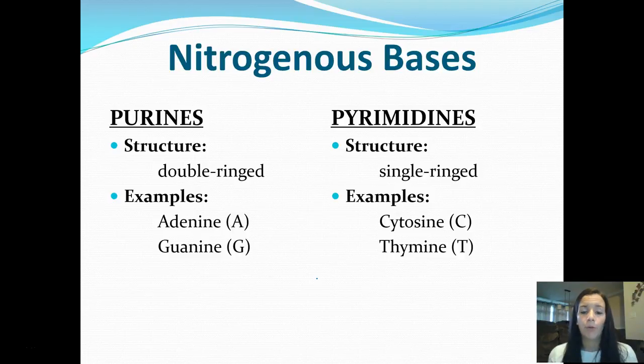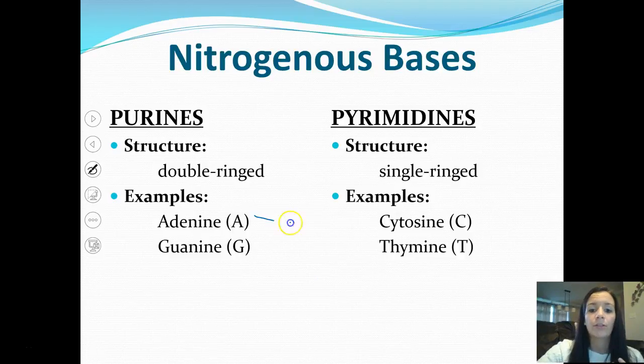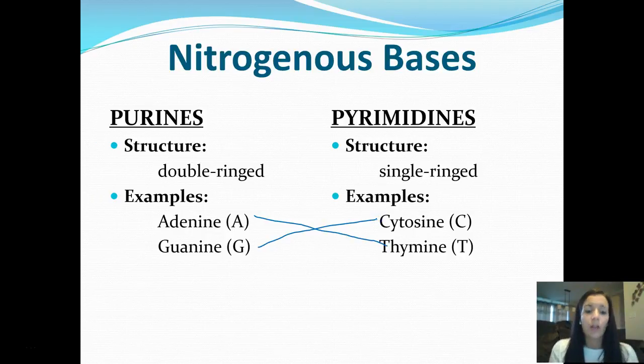So a purine and a pyrimidine are always going to pair together. There's not going to be two pyrimidines that pair or two purines that pair. So as you see, we know that A pairs with T and G pairs with C. You also need to remember which ones are which.